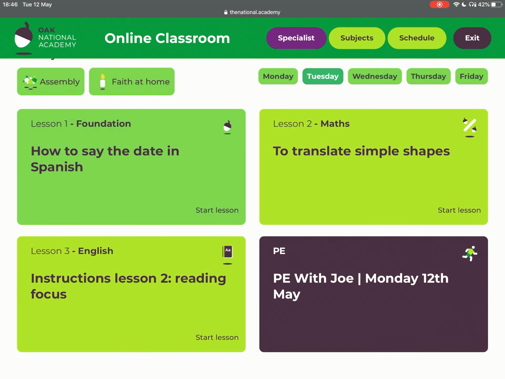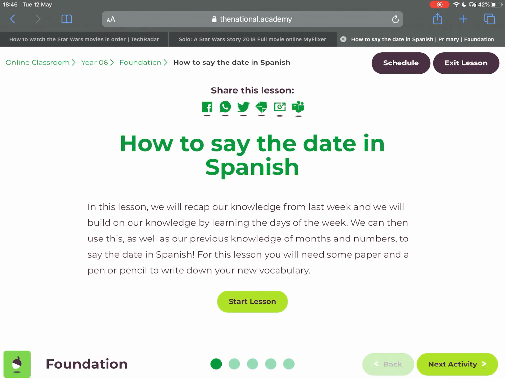So lesson 1, you're going to have your Spanish, how to say the day in Spanish. In this lesson, you're going to recap your knowledge from last week, and then you're going to build on your knowledge by learning the days of the week. You can then use it as well as your previous knowledge of months and numbers to say the date in Spanish.